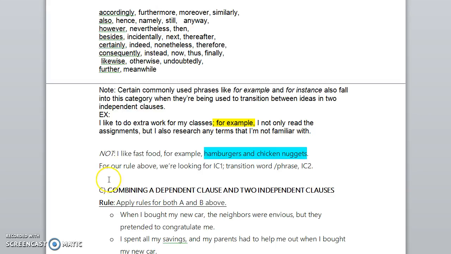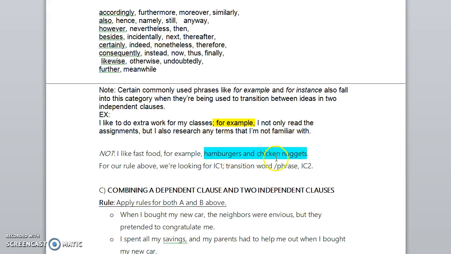One word of caution. You don't use a comma every time you have the word and. For example, I like fast food, for example, hamburgers and chicken nuggets. For our rule above, we're looking for an independent clause, a transition word or phrase, and a second independent clause. I like fast food. Subject I, verb like. We're okay, we have an independent clause. Let's look at the second. Hamburgers and chicken nuggets.